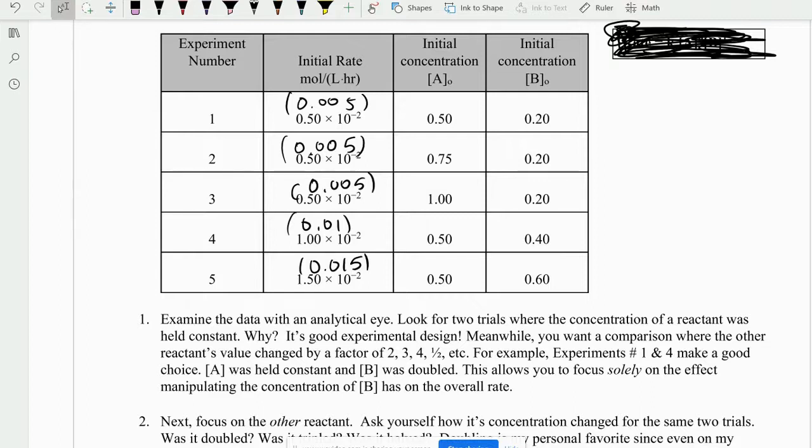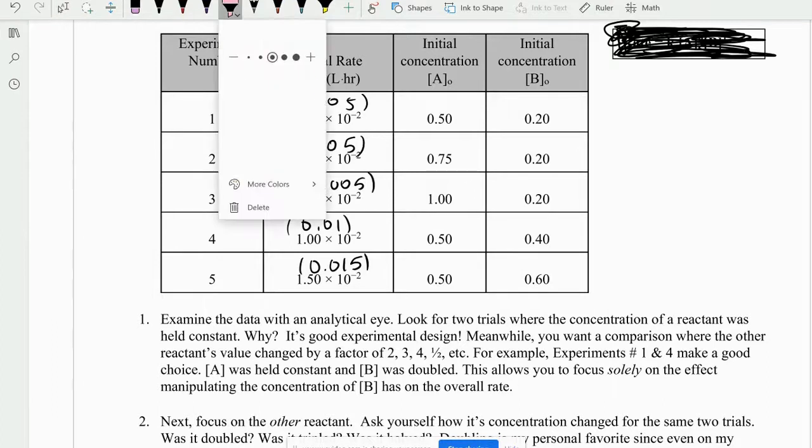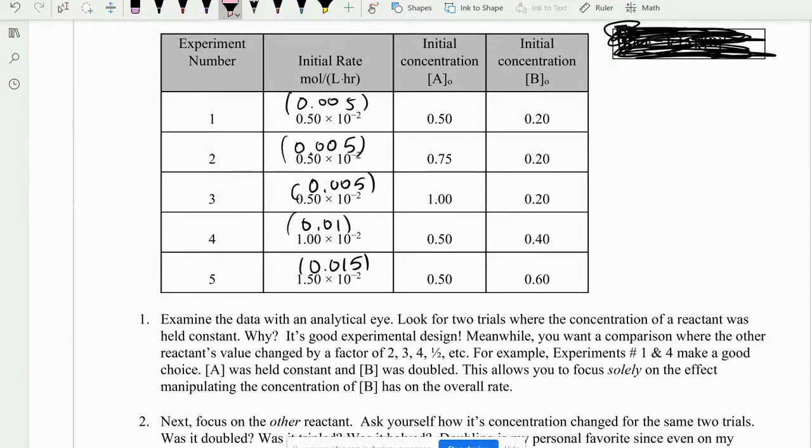Now, generally speaking, where I start is that I am going to look at a reactant where it is held constant. Okay, so you're going to analytically look at your data, and look for two trials where the concentration of one of the reactants was held constant. And so I'm just going to arbitrarily look at, let's go to reactant A, and I see that in trial 1 or experiment 1 and experiment 4, the concentration of A was held constant.